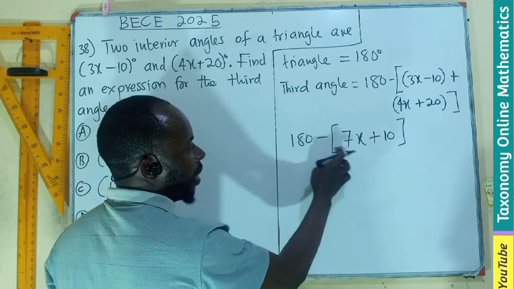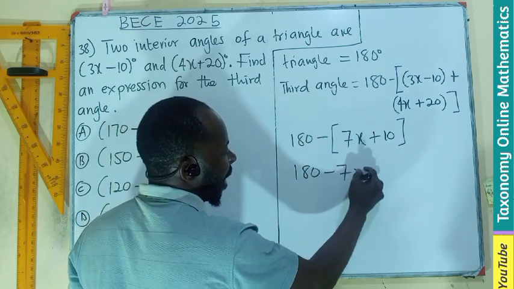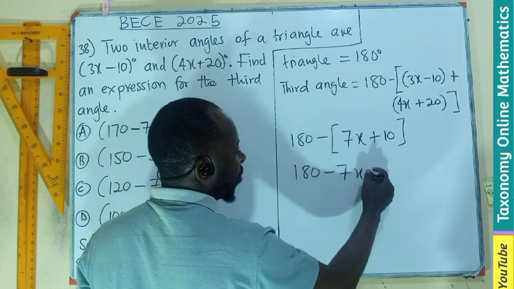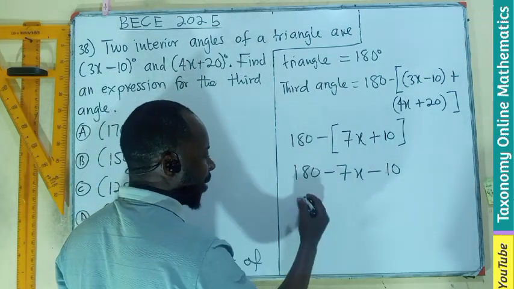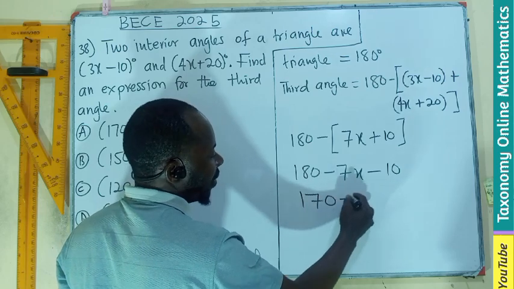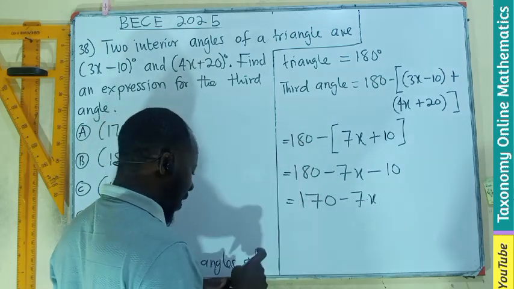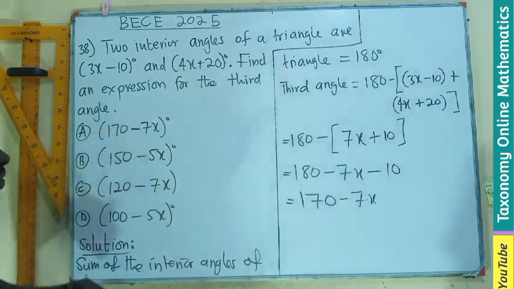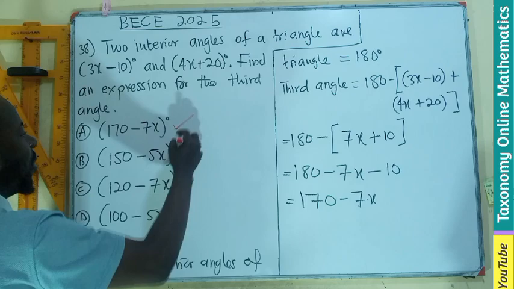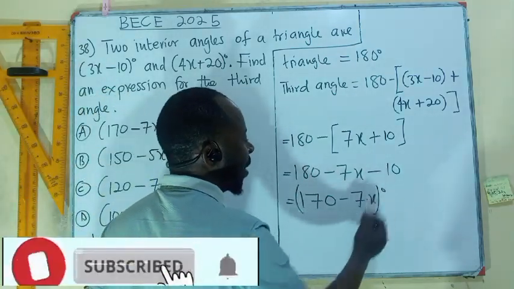Now we can open up this and get 180 minus 7x. The negative has an effect on this minus 10. So 180 minus 10, 170 minus 7x. So let's see if you can get that in the options. 170 minus 7x is going to be the option. So if I'm going to include it as an angle.